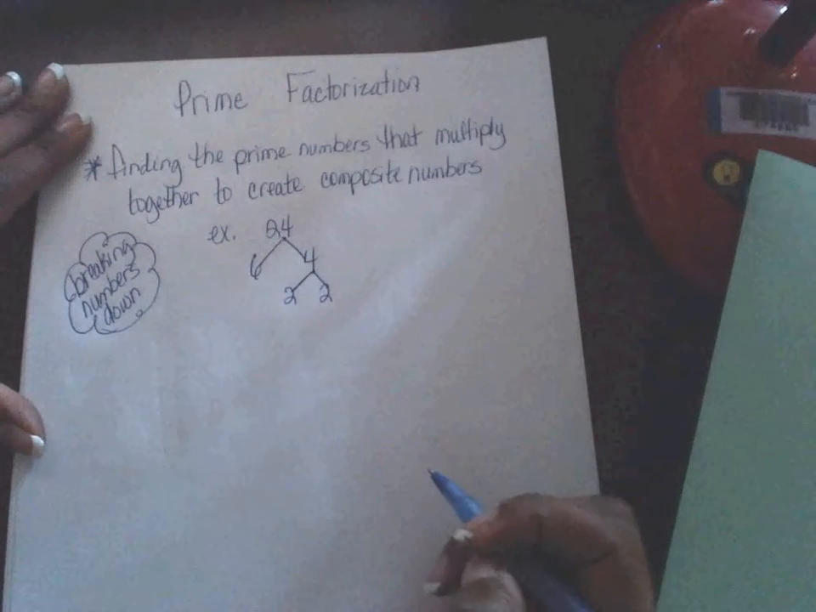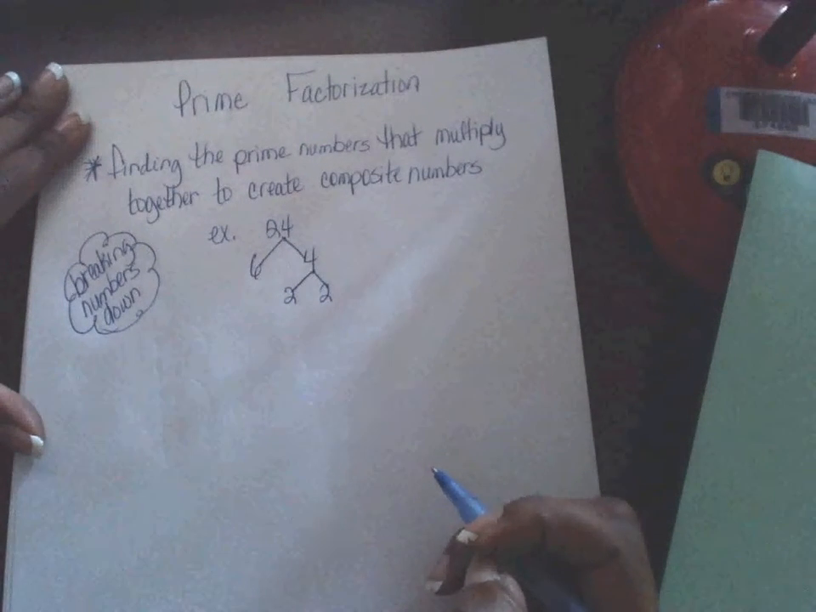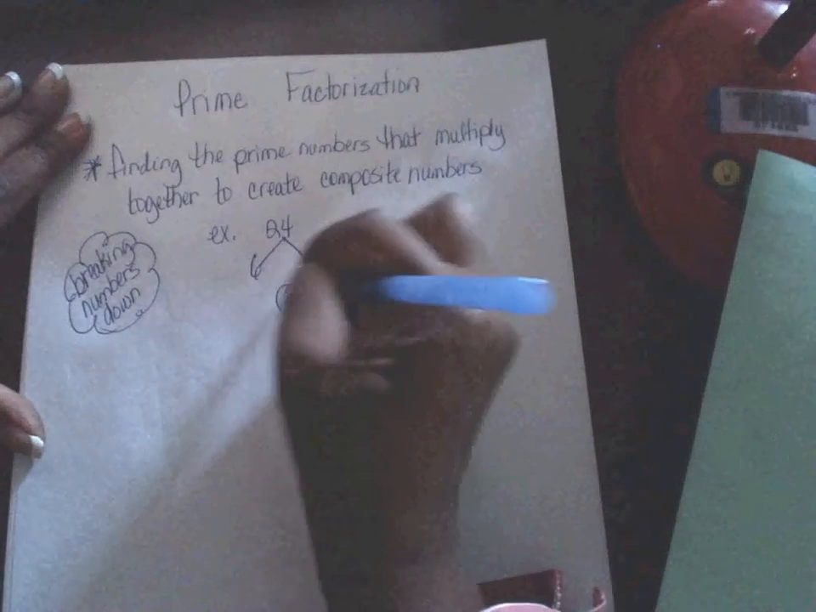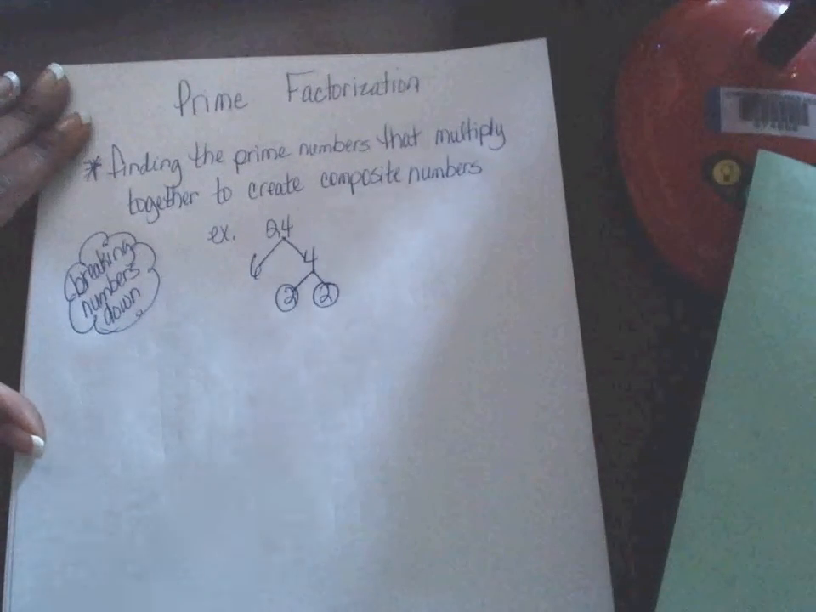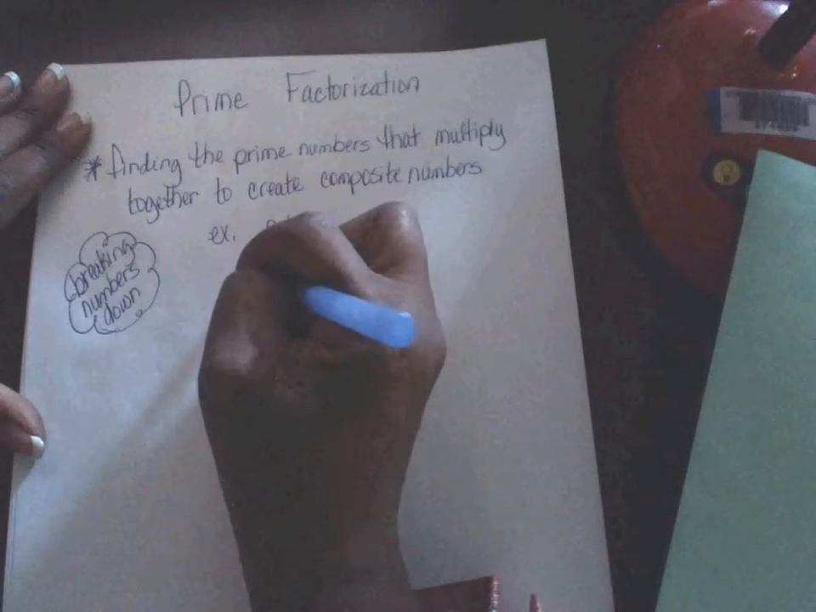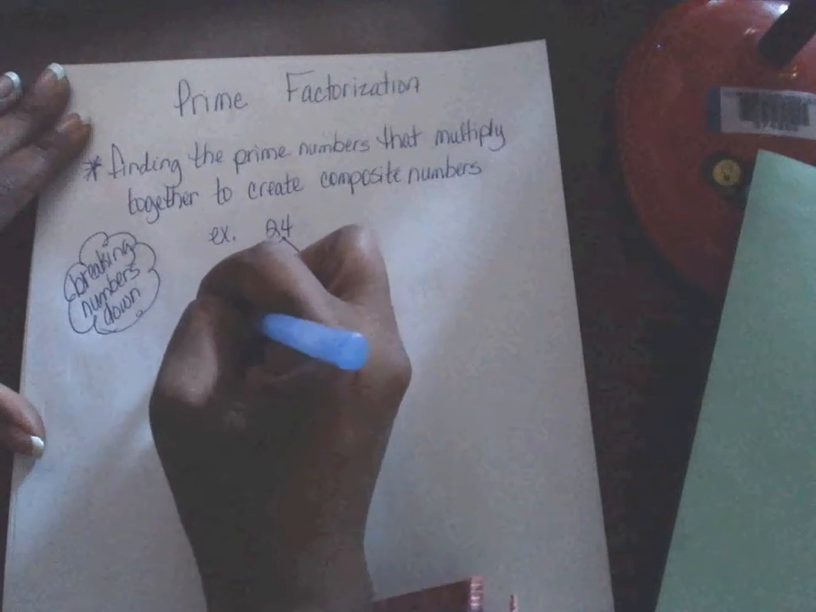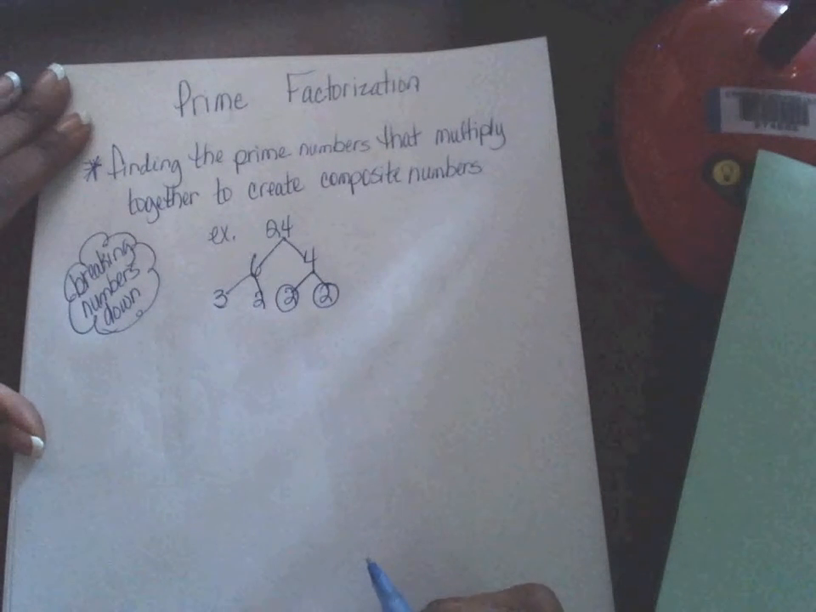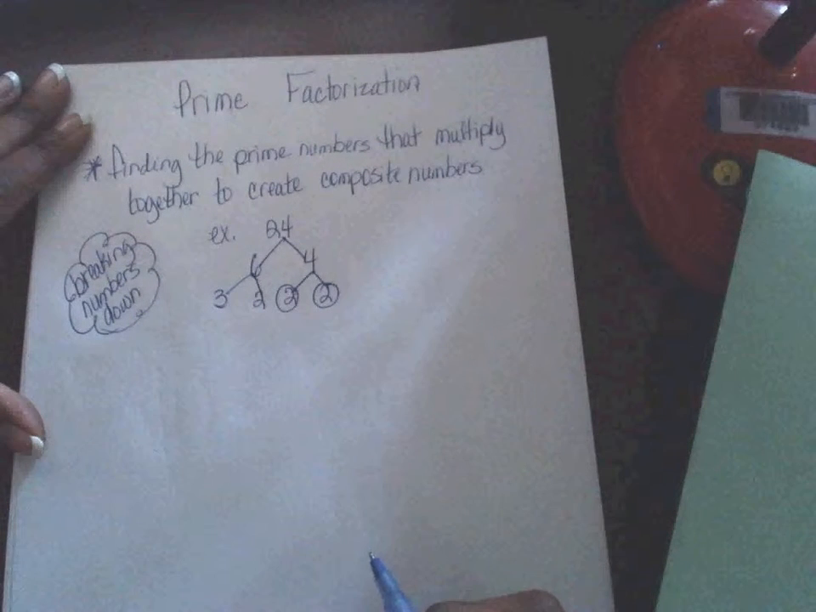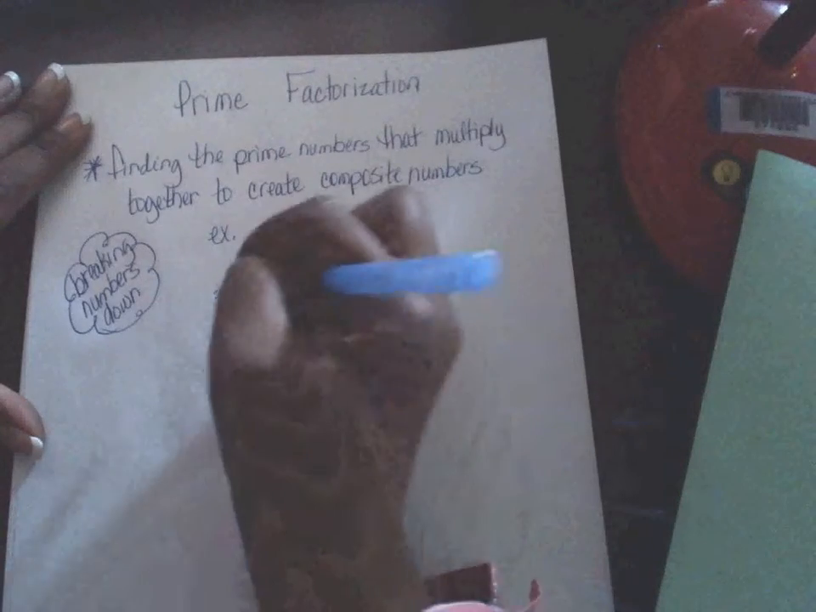Okay? And once you get to a prime number, what do we do? Circle and stop, because we don't have to keep going on those anymore. Now let's break down 6. Samantha? 3 and 2. And again, 3 and 2 are both what kind of numbers? Prime numbers. And what do we do to prime numbers? Circle and stop.